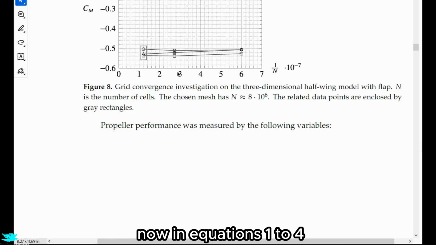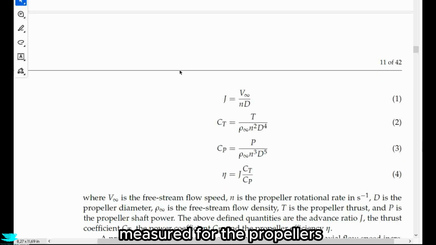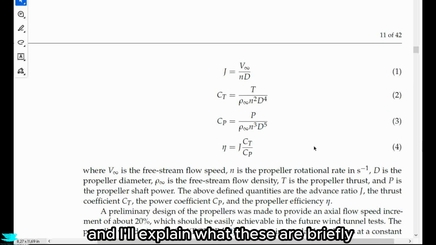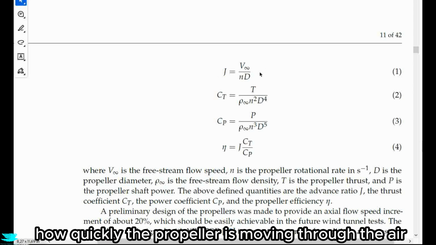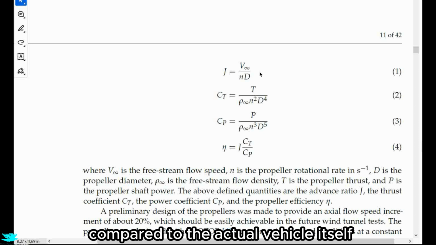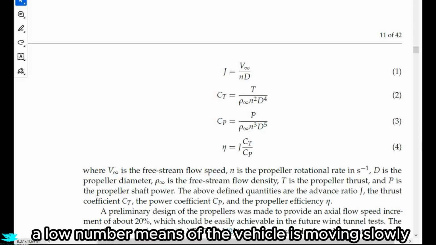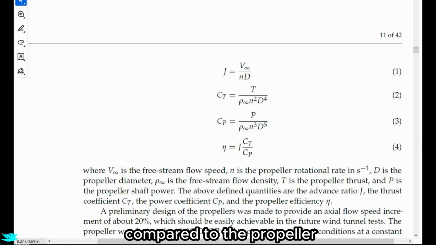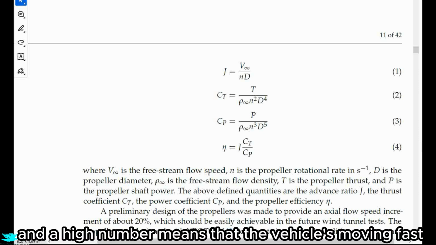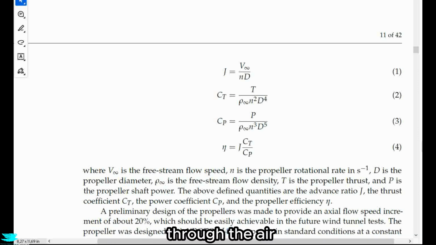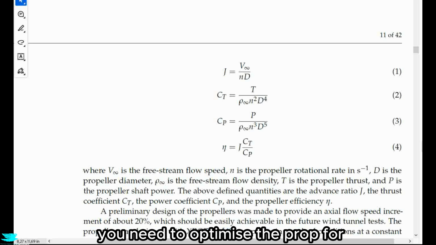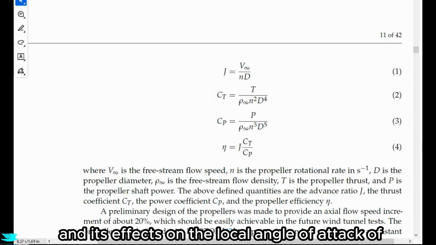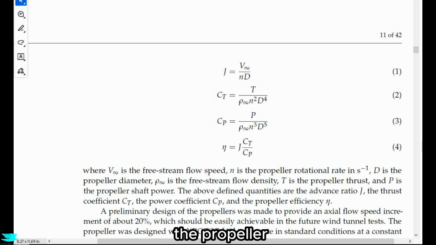Now in equations 1 to 4, we see the various values that they measured for the propellers. I'll explain what these are briefly. So J is the advance ratio, which refers to how quickly the propeller is moving through the air compared to the actual vehicle itself. A lower number means that the vehicle is moving slowly compared to the propeller, and a higher number means that the vehicle is moving fast through the air compared to how fast the propeller is spinning. The significance of this number is that it really tells you what kind of conditions you need to optimize the prop for and its effects on the local angle of attack of the propeller.